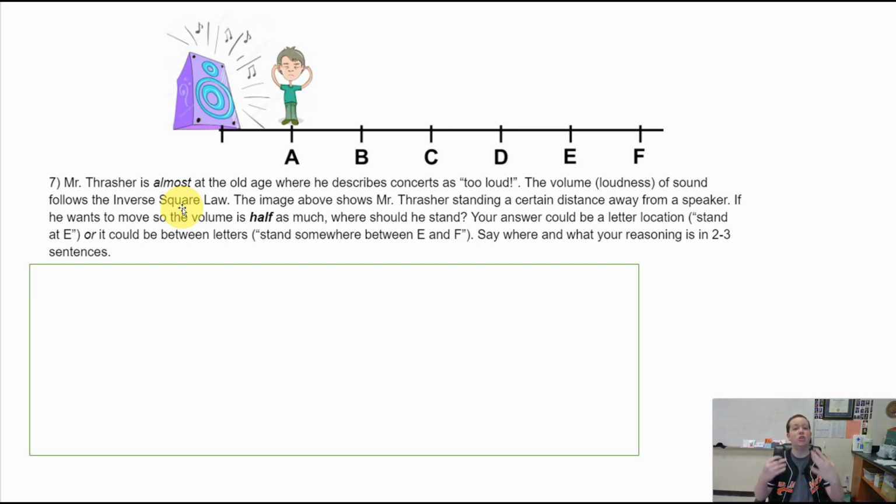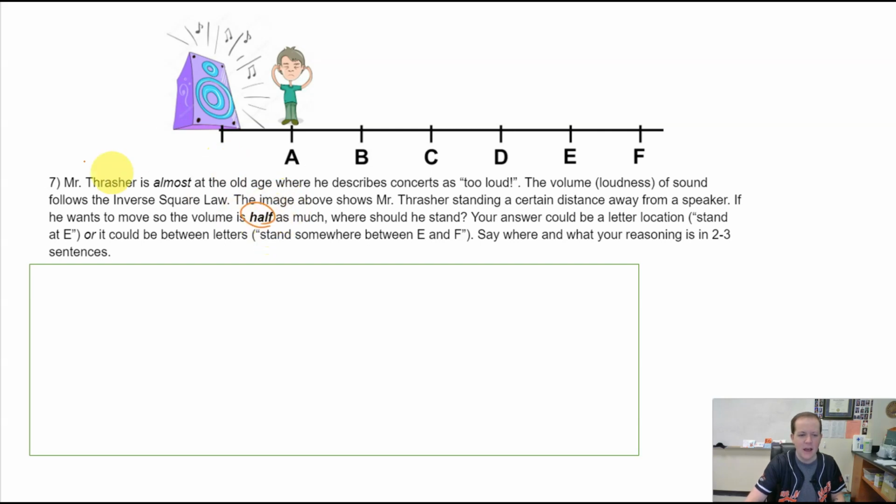Number 7, another good quiz question because, again, you could tell me what the inverse square law is, get a 2. Try applying it, and even if you have some mistakes, maybe even get a 3. Maybe it's a little tough for this one to get a 4 to get full points, okay? So it says that I'm standing right here. It's too loud for Mr. Thrasher.